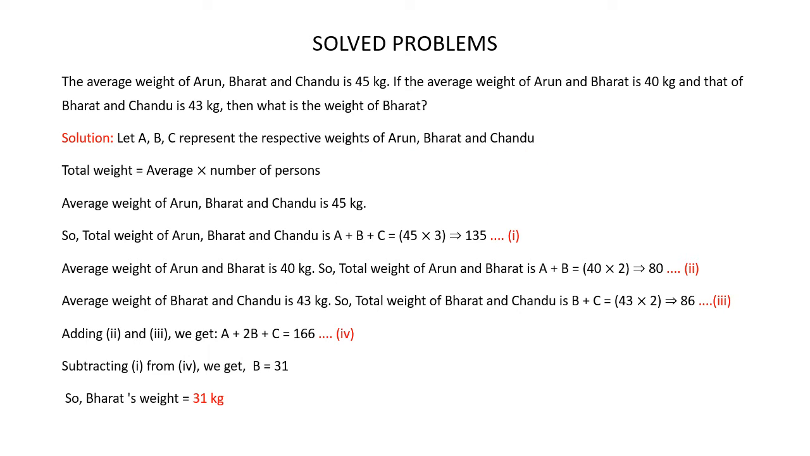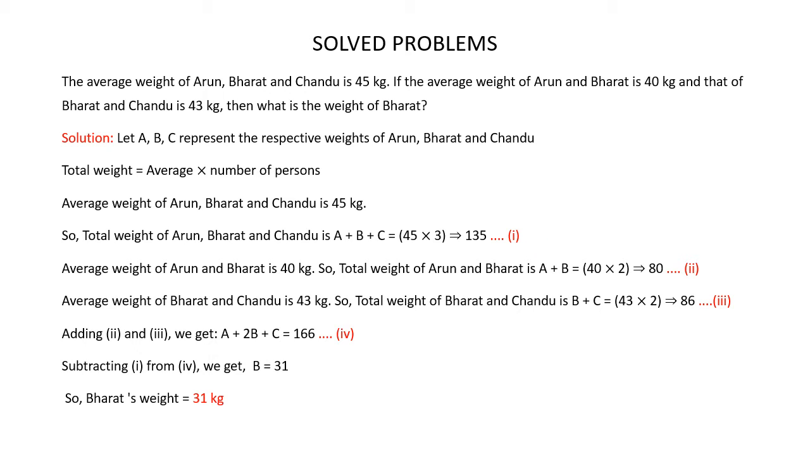Now we know that the total weight is equal to average multiplied by number of persons. It's given that the average weight of Arun, Bharat and Chandu is 45 kgs. So total weight of Arun, Bharat and Chandu is the average weight multiplied by number of persons, which is 3. So total weight of Arun, Bharat and Chandu is A plus B plus C is equal to 45 multiplied by 3, which is 135. This is the first equation.